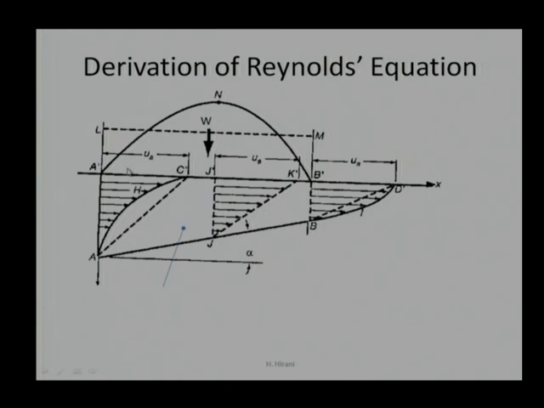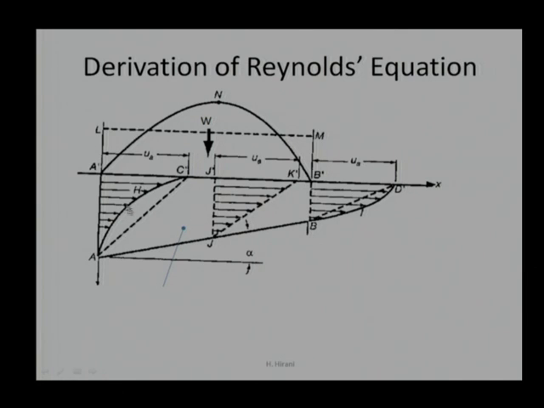We say that if there is some sort of convergence, some sort of taper of one surface relative to the other surface, they are not parallel surfaces, then the liquid velocity, which comes between the two surfaces, arises because of the relative motion of one surface over the other surface. I am assuming this surface is stationary, and this surface is moving with a relative velocity of u a.